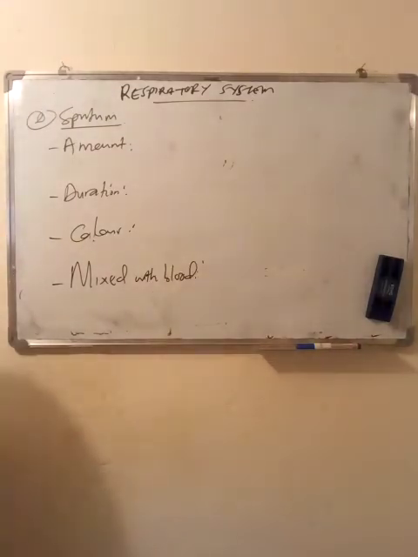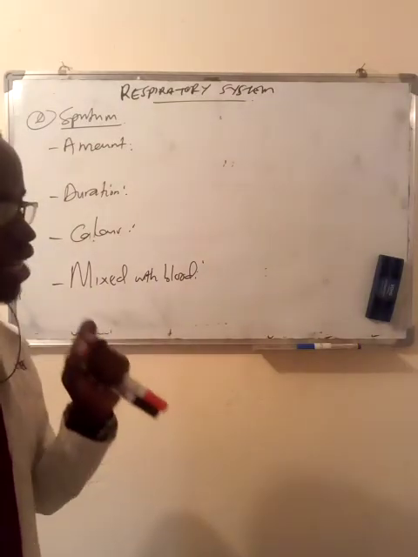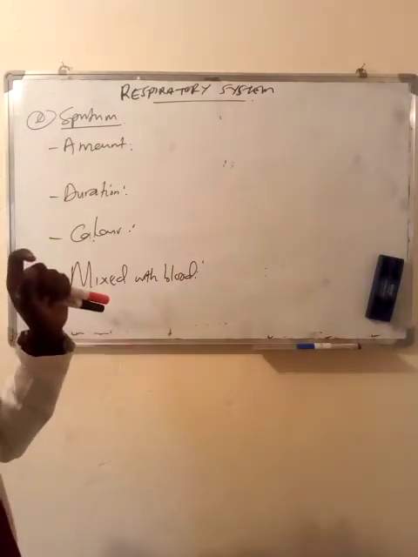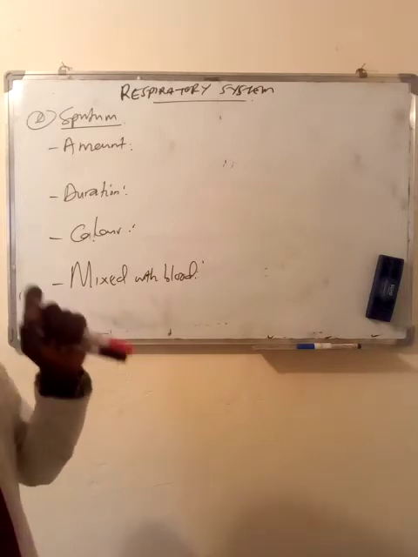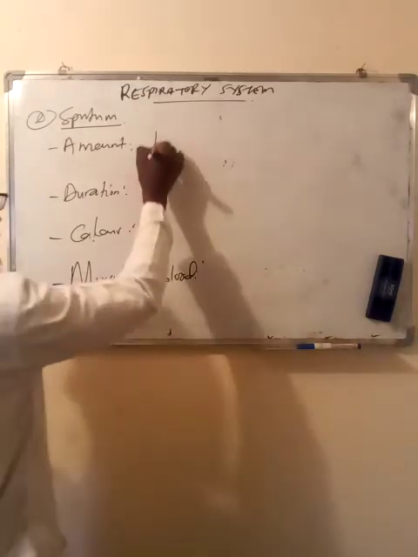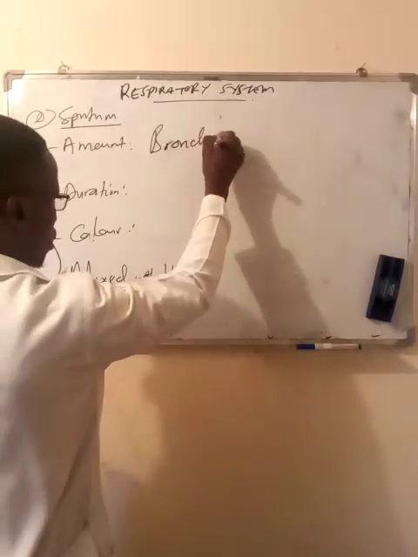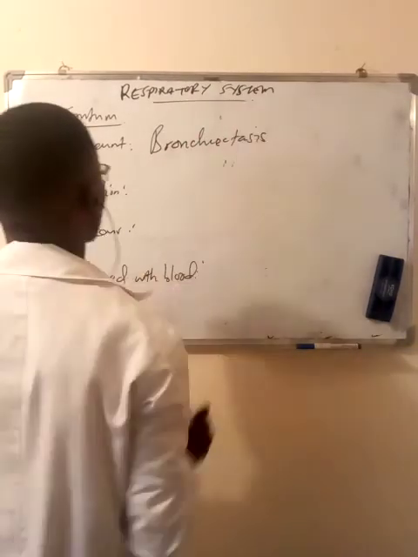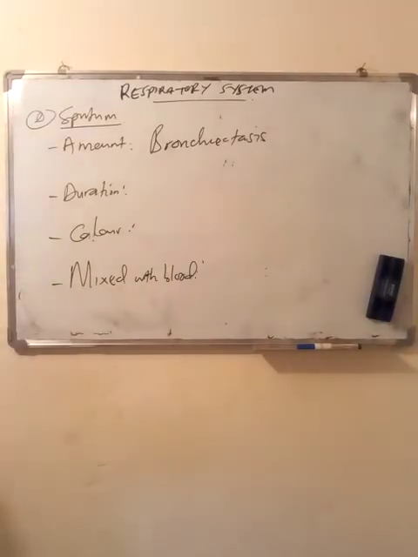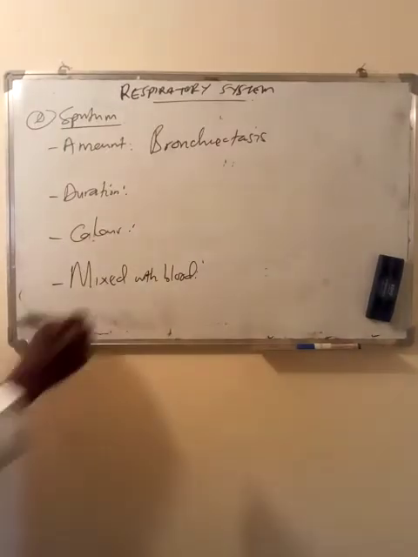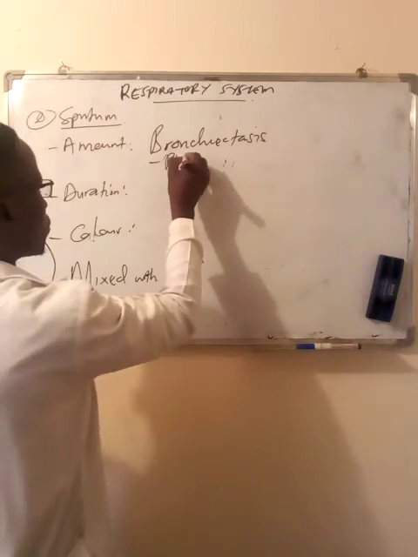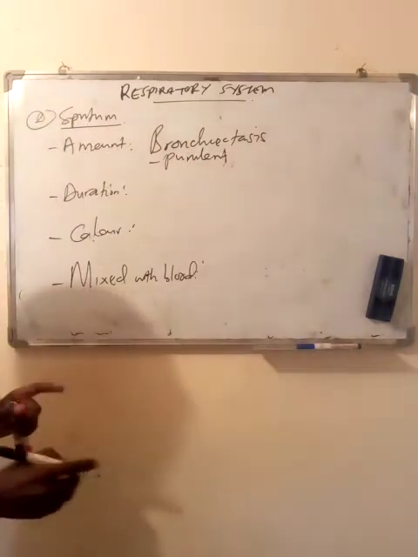the amount? Now, there are certain causes of cough that are going to produce large amounts of sputum. Now, one commonest example of a condition that causes production of large amounts of sputum is what is called bronchiectasis. Okay? Bronchiectasis. So you find that the patient is going to be producing large volumes of sputum, and usually this sputum is purulent, okay? Looking like pus, and it's usually even foul smelling.